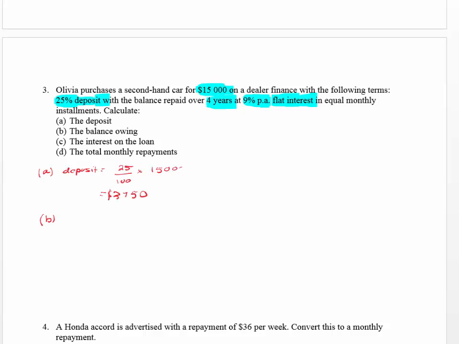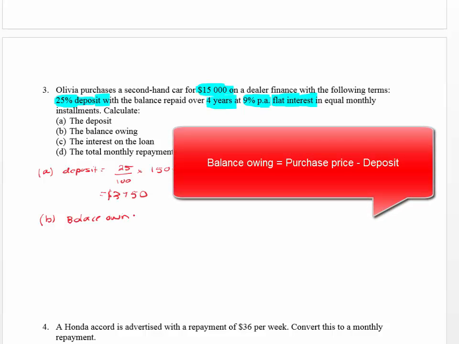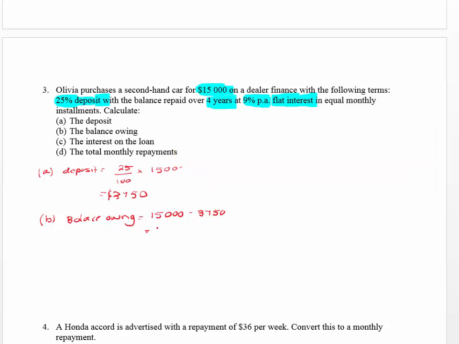So part B, once you've paid a deposit, what you then are doing is you're actually borrowing the rest of the money. So the rest of the money must be the amount that you started with, $15,000, minus $3,750. So the balance owing is my $15,000, as I said, minus $3,750. And if we work that one out, we get $11,250. And that is the balance that I'm now owing the financial company.